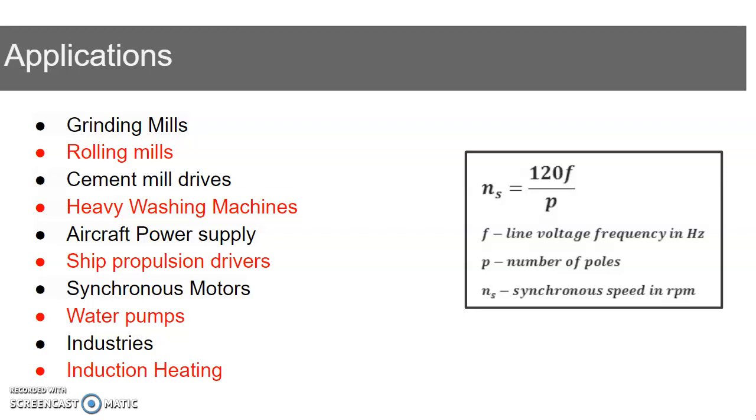Changing the synchronous speed can be used in many speed changing applications such as grinding mills, rolling mills, cement mill drives, heavy washing machines, aircraft power supply, ship propulsion drives, synchronous motors, water pumps, any kind of industry which requires speed variations, and induction heating.